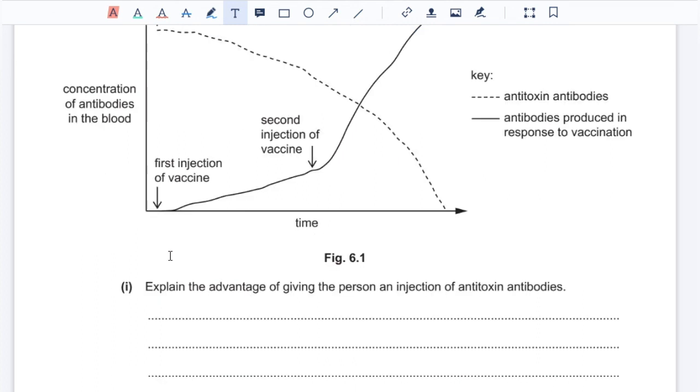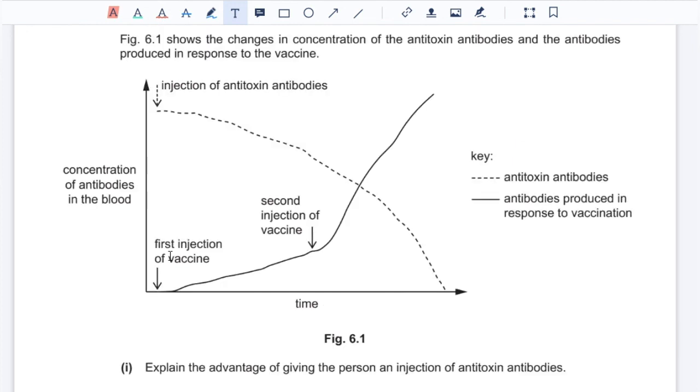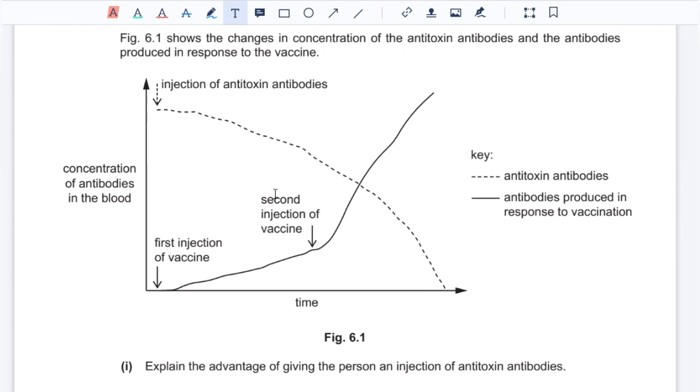So the injection of antitoxin antibodies is given just at the beginning and not later on, and you're supposed to explain the advantage of giving the person an injection of antitoxin antibodies. So this goes back to the point of vaccine. The vaccine is given to the infected person so that it will cause an immune response which will produce antibodies and memory cells, but this is going to take some time, and during this time, to kill the antitoxins that have already been produced in the body of the infected person, the antitoxin antibodies are given so that this will neutralize all of the toxins that have already been produced.